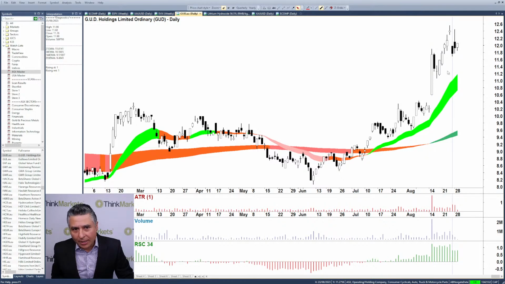What do we do now? Bit of a gap here. Is that a dividend? For Daniel, I reckon that might well be the dividend, and it's frustrating this time of the year because let's just go to GUD. I'm going to look this up for you. Ex-dividend date, 25th of August. There you go.